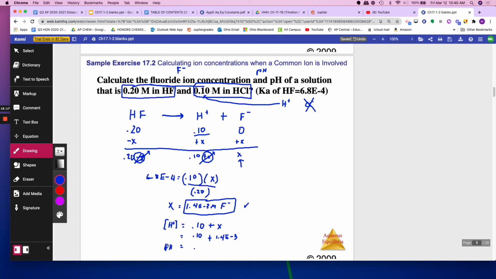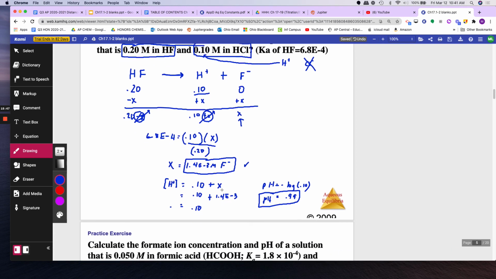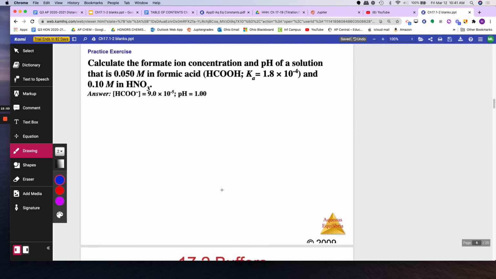Okay, so whatever that is, H plus is equal to 0.10 plus that, which is 0.10, pretty much still 0.10. So pH is equal to negative log of 0.10, which is 0.99. So it's pretty much due to the HCl. The HF hardly dissociated. Okay, let's try another one.